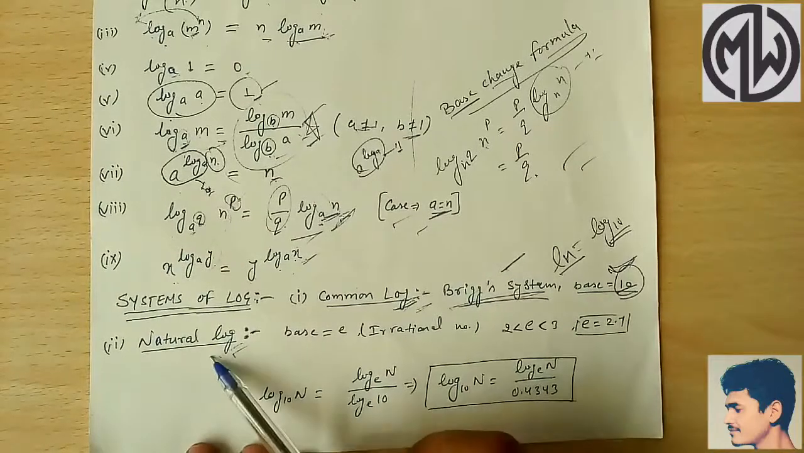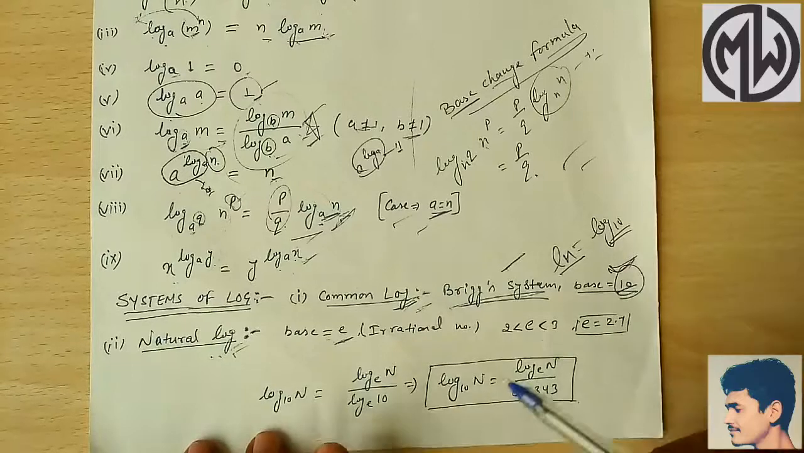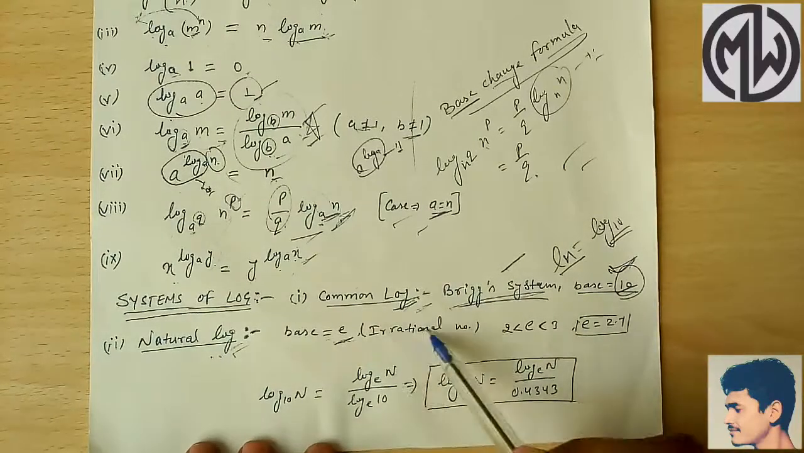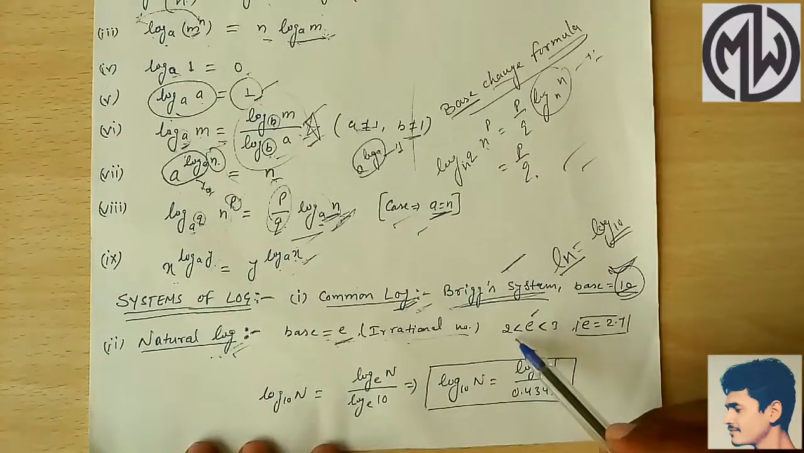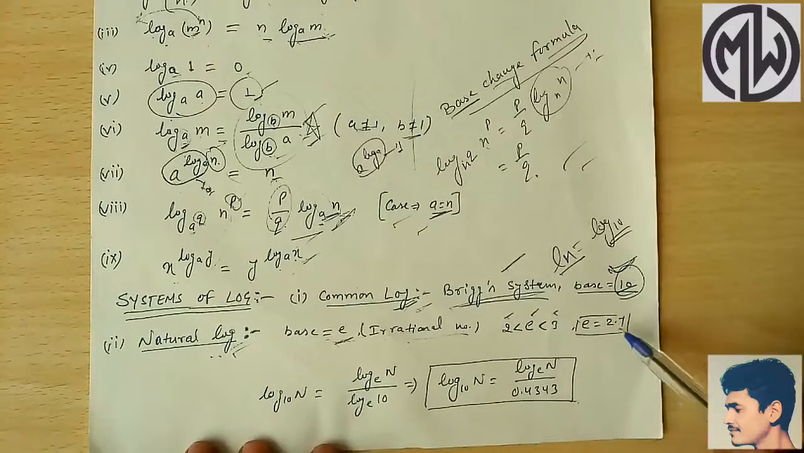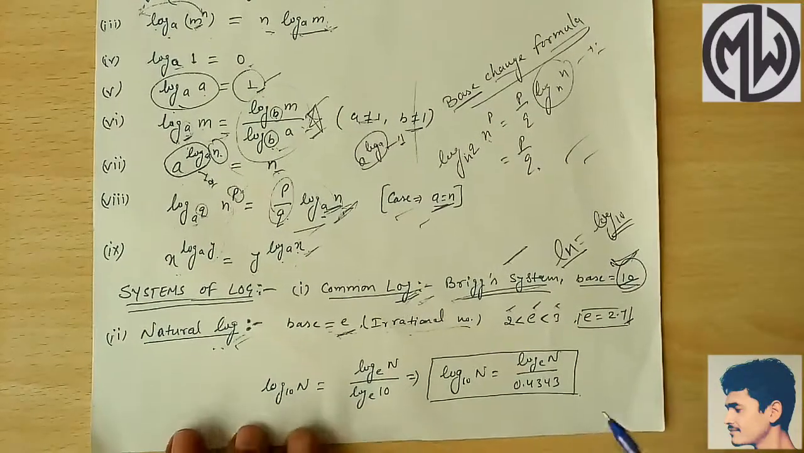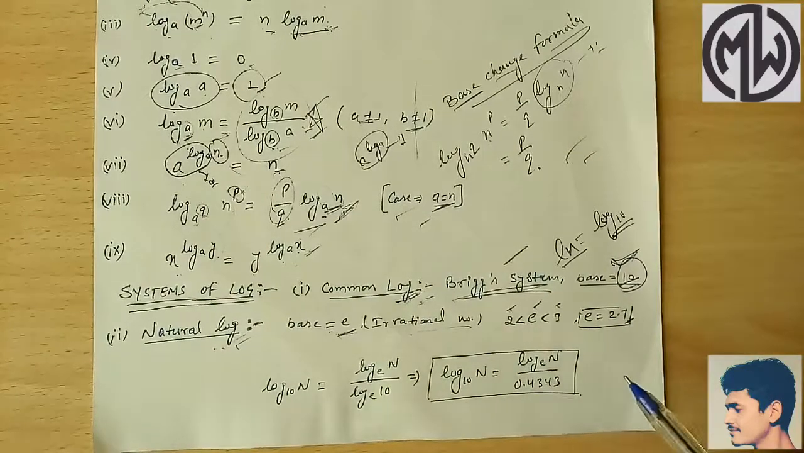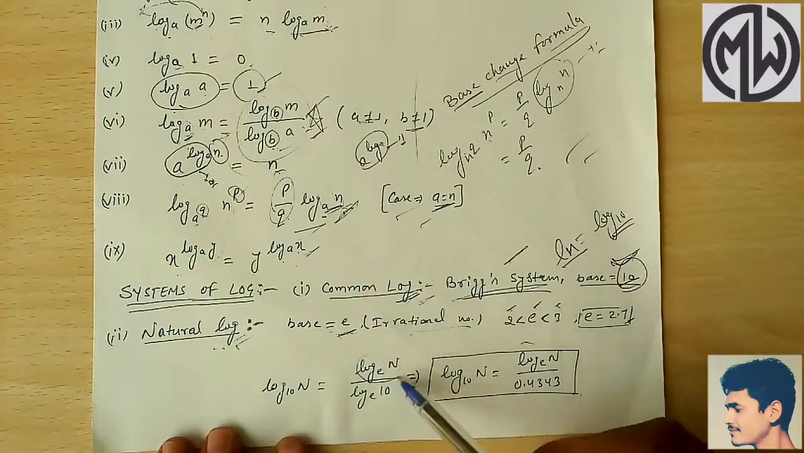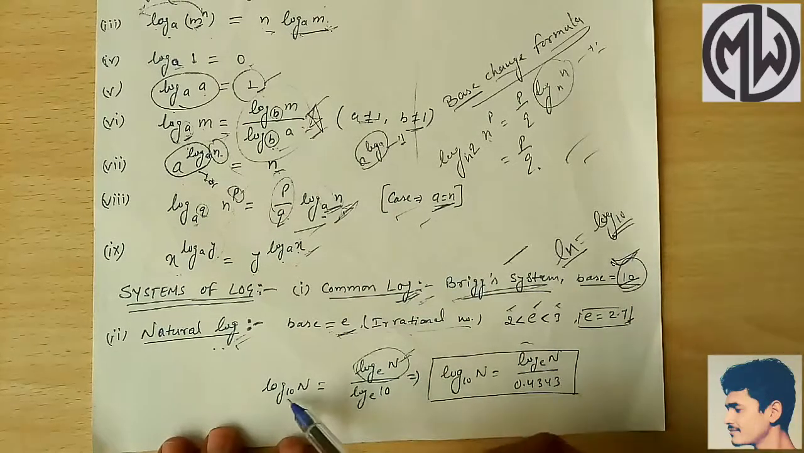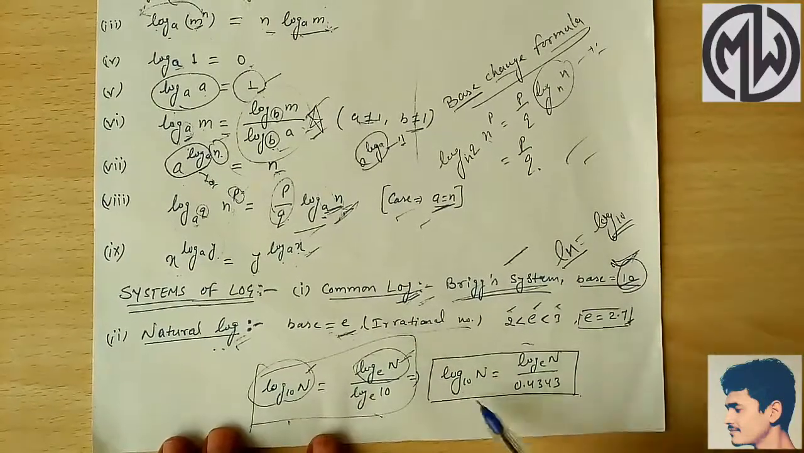Alright, now in the natural log the base will be e, that is exponential. It is an irrational number. The value of the irrational number e lies between 2 and 3, which is approximately equal to 2.7. Alright, one more thing: if we are given the natural log of some number, we can find the common log of that number by this relation.